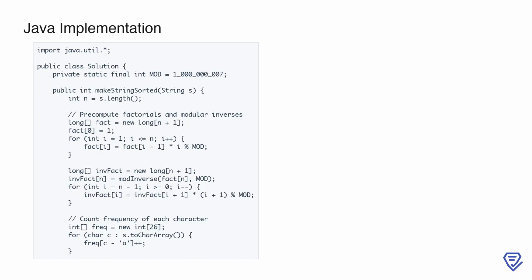The fact array is pre-computed using a loop, where each factorial is calculated modulo mod. Similarly, the inv_fact array is populated by first computing the modular inverse of the largest factorial using the helper function modInverse, and then working backward to compute the rest. Finally, we initialize a frequency array frequency to count the occurrences of each character in the string, helping us track how many times each character appears as we process the string.